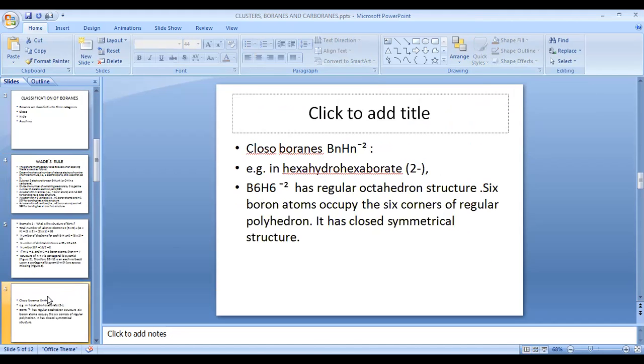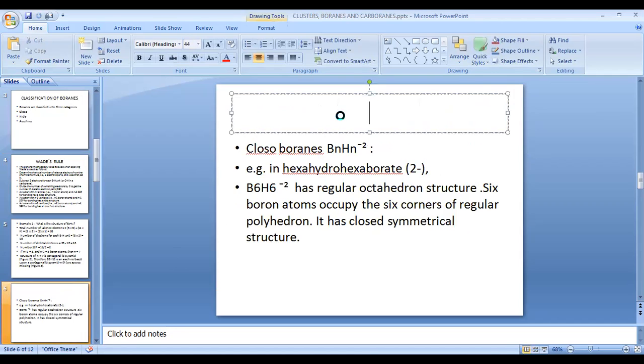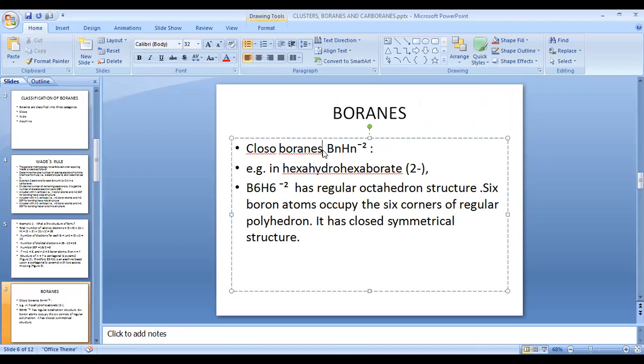Let's see another example, that is Closo. The general formula of Closo is BnHn minus 2, where n is the number of boron atoms. So it is hexahydroborate, B6H6 minus 2. The charge is how much? Minus 2.